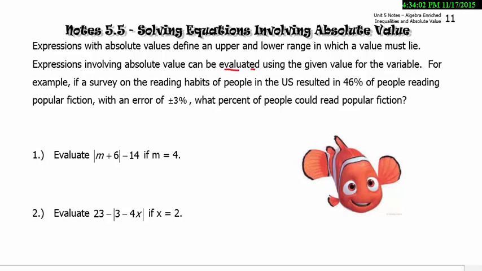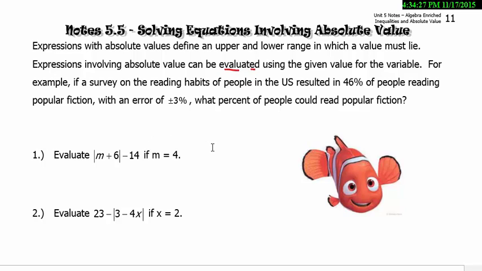For example, if a survey on the reading habits of people in the U.S. resulted in 46% of people reading popular fiction with an error of plus or minus 3%, what percent of people could read popular fiction? So what this is really asking us is to find the range of people, and if we subtract 3% as well as add 3% to 46, that will give us a range of 43 to 49%.